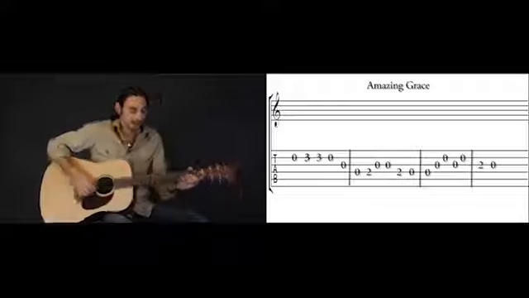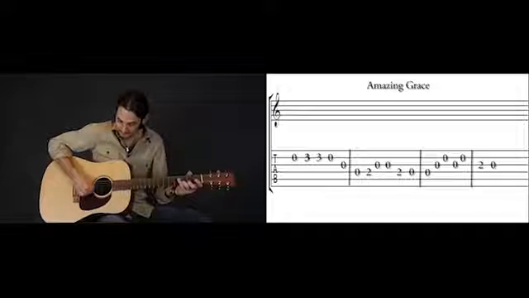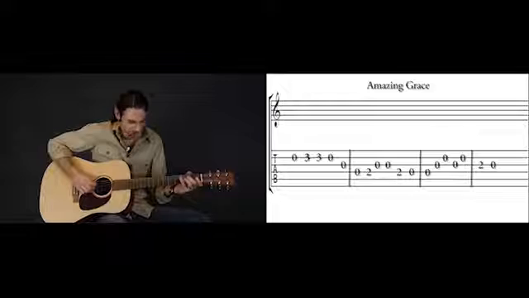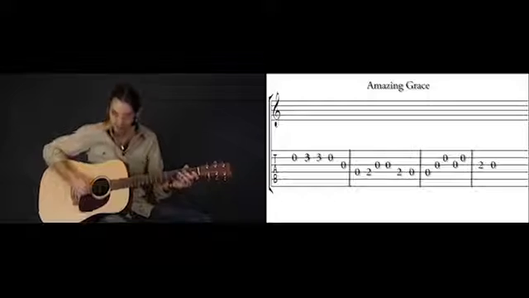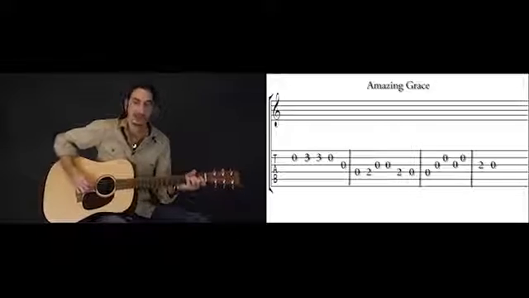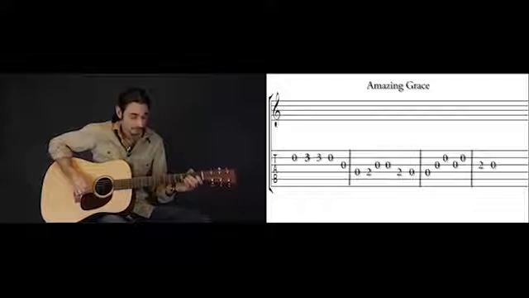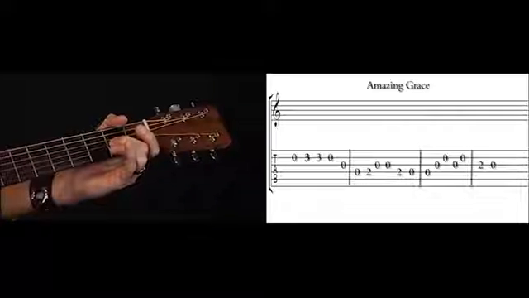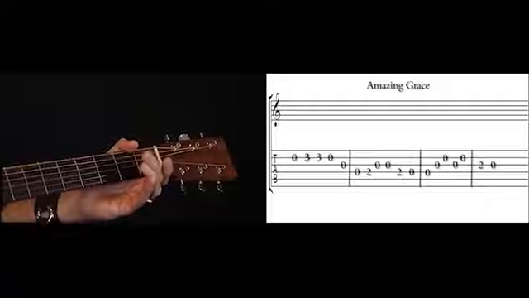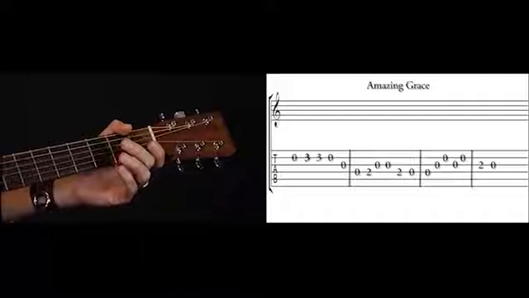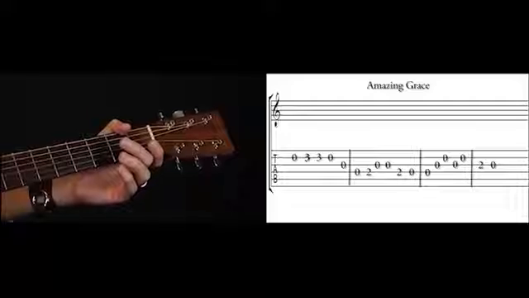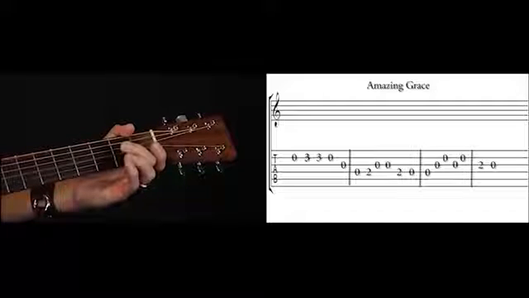So from starting at the second half, you should be up to there. In the end, just like the beginning, that last little part is just 2nd fret G string, open G string. That's it. That's Amazing Grace.